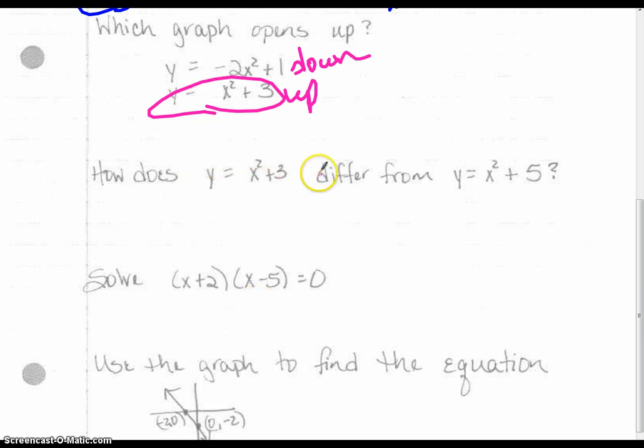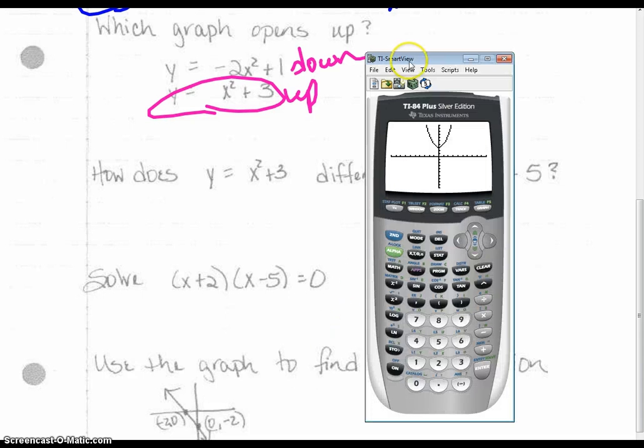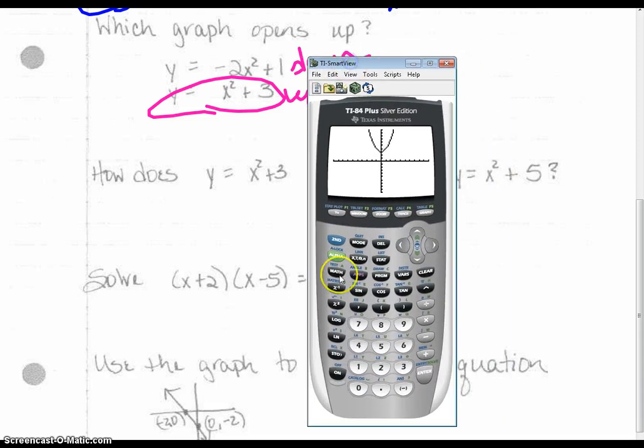How does y equals x squared plus 3 differ from y equals x squared plus 5? Once again, we learned the rules, so we should know how they're different. But if you're not sure, go to y equals, put them in, and look at the graph. X squared plus 3. I'm going to go to the left and press enter so that my second graph is a darker, thicker line, and put in x squared plus 5. Actually, I think I typed it wrong. That should say plus 5.